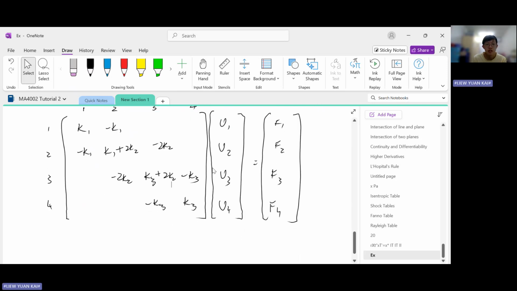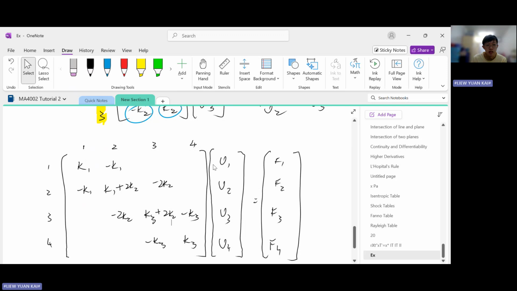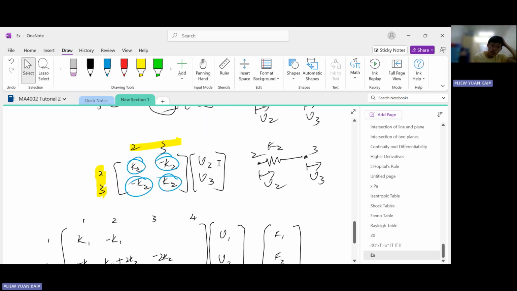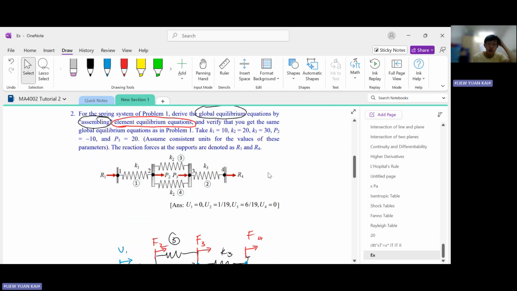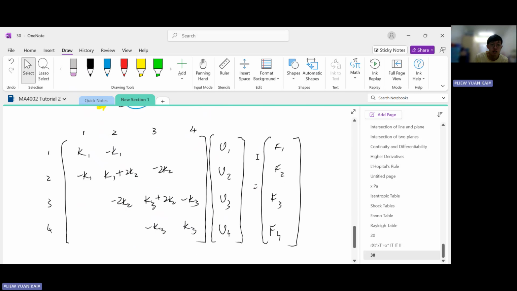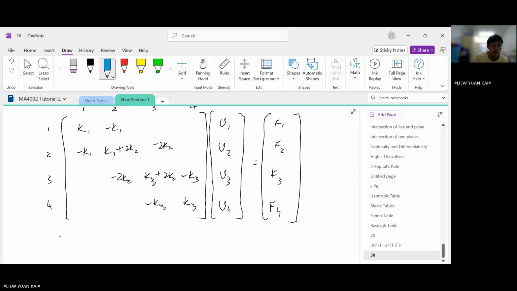What are we going to do next? Well, we're going to sub in all the known values that we know. Okay, so you see, they give us values in the question, right? So k1 is 10, k2 is 20, k3 is 30. Okay, and don't forget the forces. They give us those also. So P2 is minus 10, P3 is 20. Okay, so substitute all those values that you know into here.